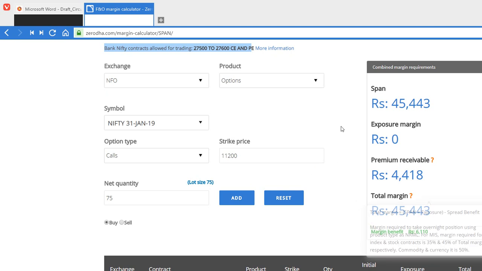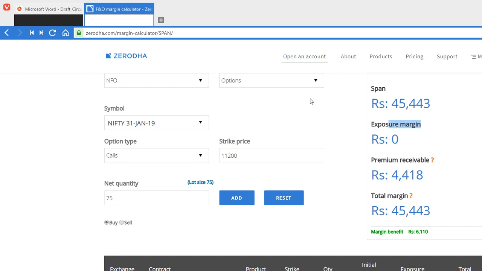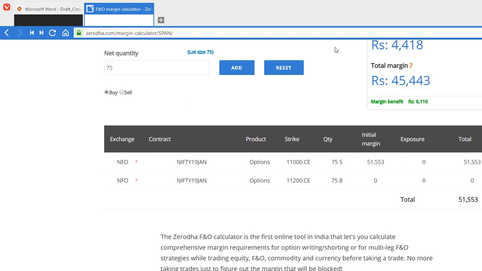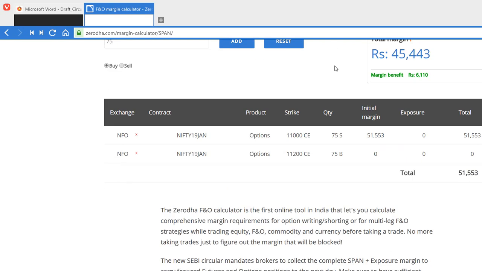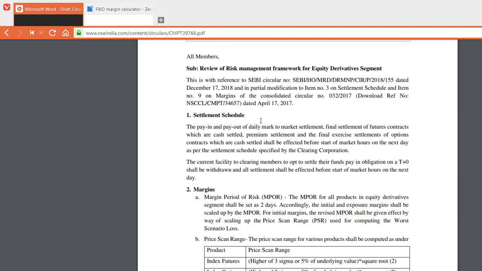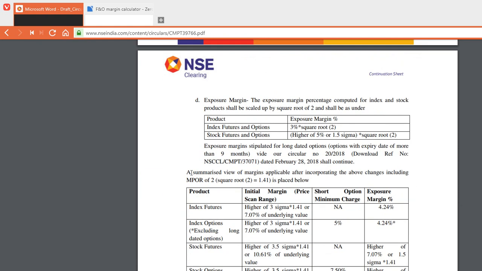A little bit about exposure margins. Exposure margins are charged over and above SPAN margins, and this is 3% of the total contract value for index and 5% for stocks in F&O. This is also getting increased to 4.2% for index and 7% for stocks in F&O. There is something you have to understand here, and that is SOM, short option minimum, which is the minimum margin for all strikes of option contracts that fall beyond the price of the scan range.